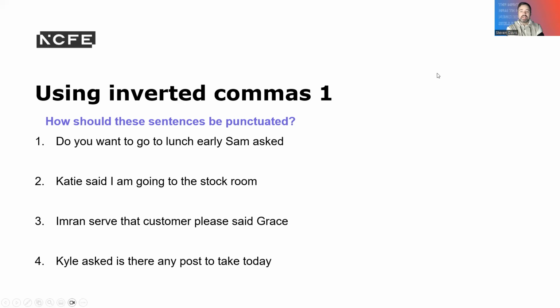Using inverted commas, if we look at number 1, how should this sentence be punctuated? Again, we've got a question mark because it's a question. Do you want to go to lunch early? Sam asked. So where do we think the inverted commas go on this? I think at the beginning you might see them here. Do you want to go to lunch early? Because that's the question. Sam asked, full stop. Let's have a look.